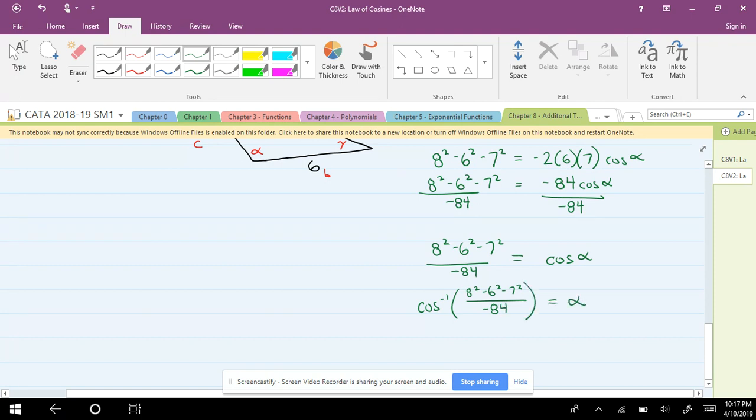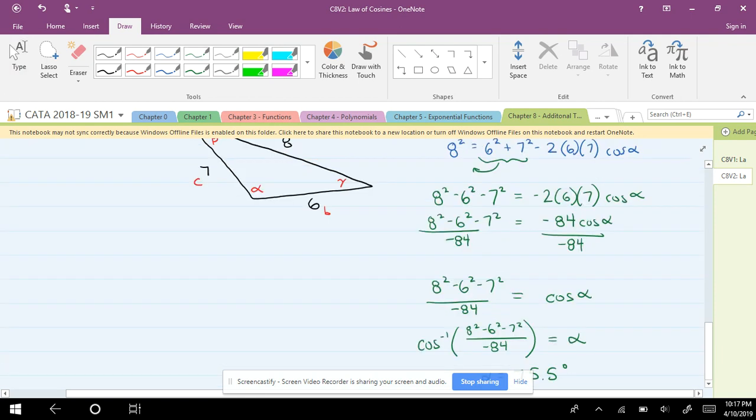And I'm doing this on my end on a calculator. I would encourage you to do the same, so that we can compare answers and potentially have a conversation on if you did something incorrectly. And when I do that in my calculator, I get approximately 75.5 degrees.